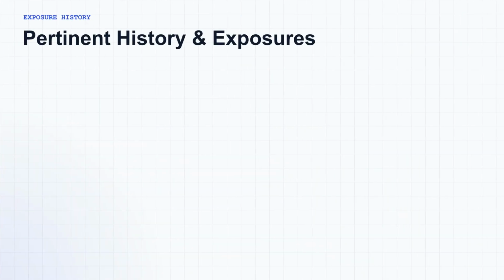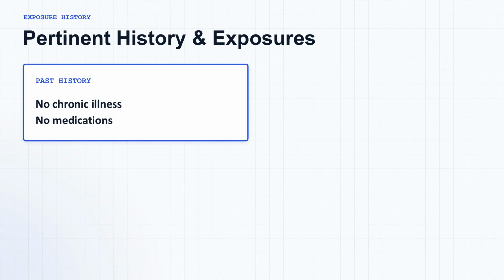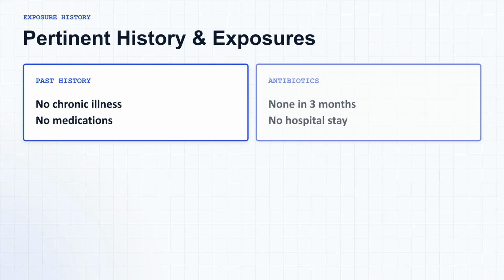Now the exposure history. And this is where the diagnosis usually lives. Marcus has no chronic medical problems and takes no medications. He has had no antibiotics and no hospital stay in the last 3 months. That matters. It makes Clostridioides difficile far less likely. He has not traveled outside the country. He has no known immunocompromise.